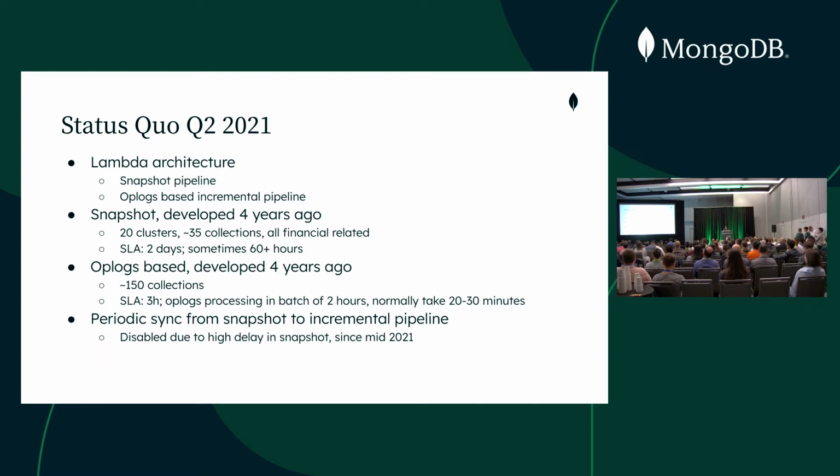However, for this oplogs-based pipeline, sometimes it has data loss issues. That's the reason, actually, we set up this Lambda architecture so that we can sync data from the snapshot pipeline to the incremental pipeline to fix the data loss issues. However, we had to disable the sync in the middle of last year because of the high delay in the snapshot-based pipeline.